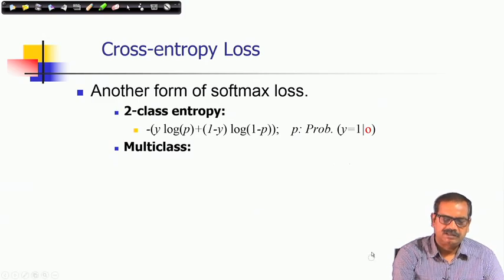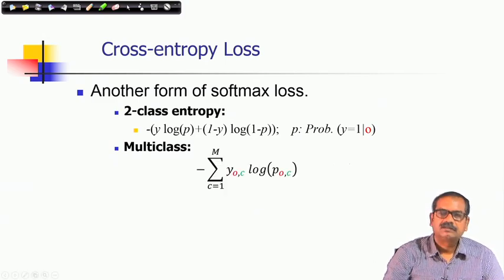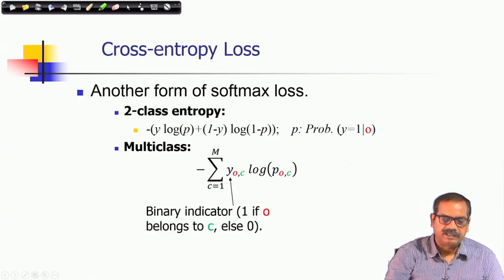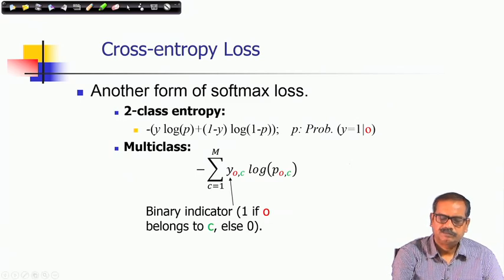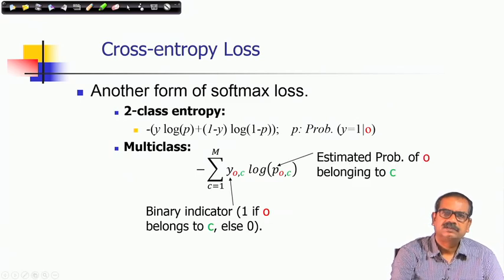In the multi-class case, you are extending this computation with this expression, where you can see that y_o,c is a binary indicator. It is 1 if the object belongs to class c, and we are considering only the probability of that class for the given sample. Here o is the input sample. So we are estimating the probability of o belonging to class c.